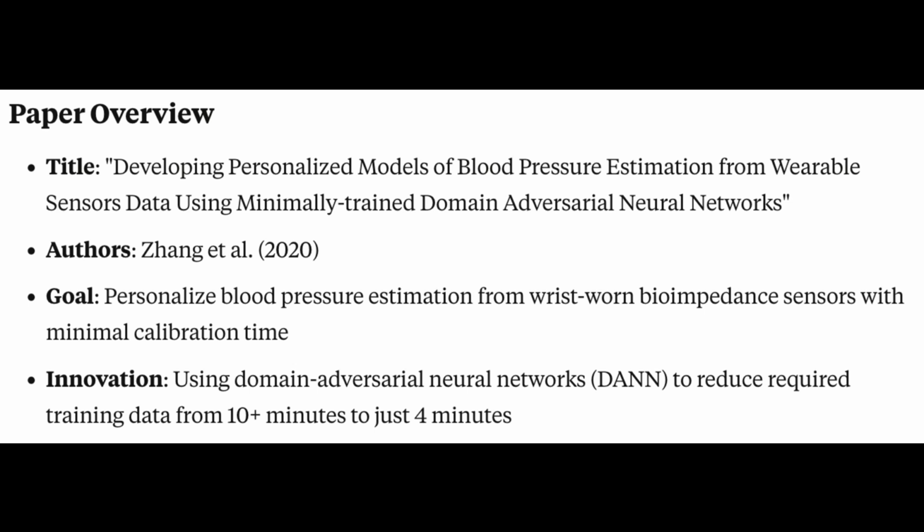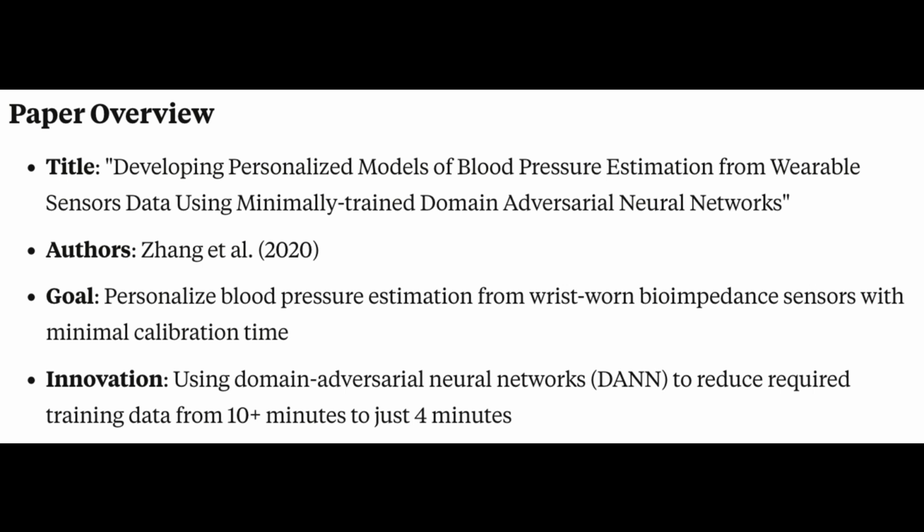Welcome to our presentation on reproducing the paper Developing Personalized Models of Blood Pressure Estimation from Wearable Sensors Data Using Minimally Trained Domain Adversarial Neural Networks by Zhang and colleagues. Our goal was to test if we could recreate their approach for personalizing blood pressure monitoring with minimal training data.